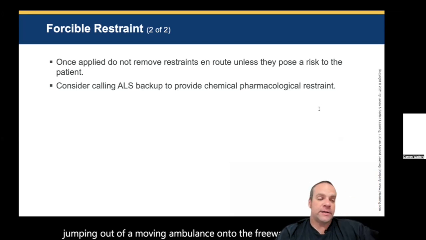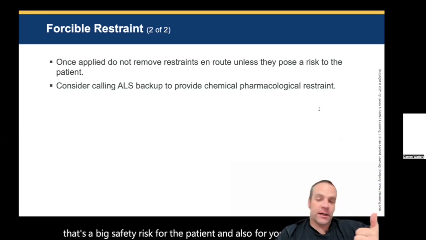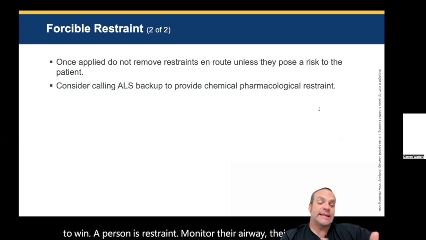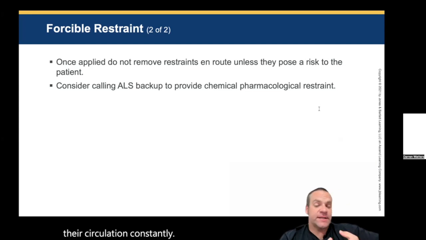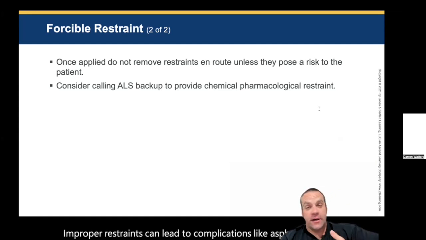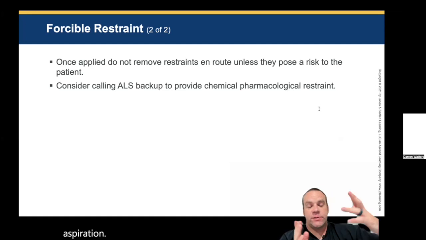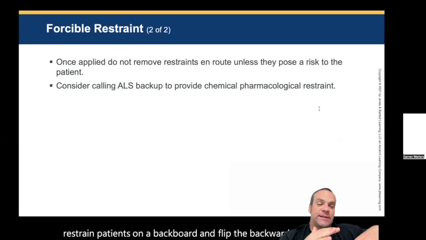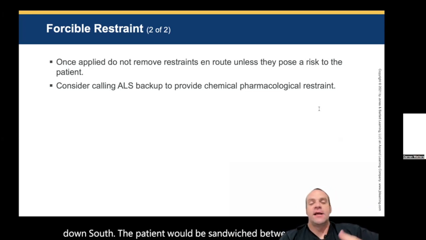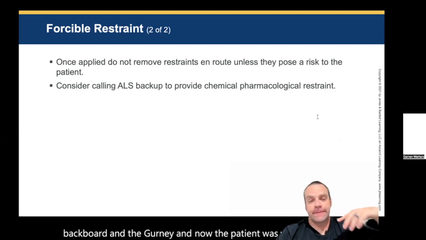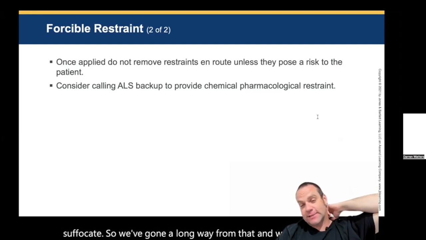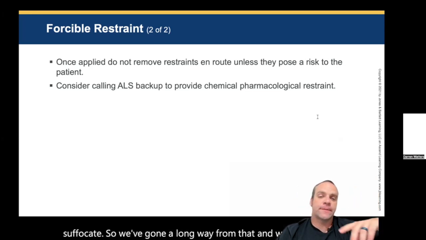When a person is restrained, you always want to monitor their airway, breathing, and circulation constantly. Improper restraints can lead to complications like asphyxia, aspiration, and cardiac compromise. Back in the day, they used to restrain patients on a backboard and flip the backboard upside down, so the patient would be sandwiched between the backboard and the gurney, unable to fully expand their chest, and they would actually suffocate. We've gone a long way from that, and we'll cover how to properly restrain a patient when we get to behavioral crisis.